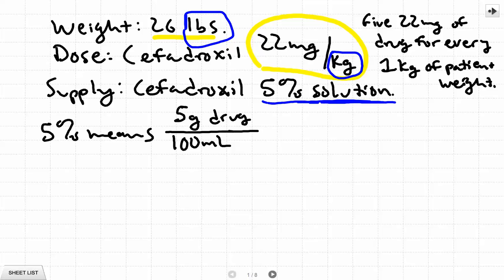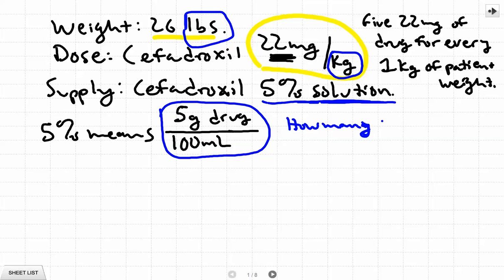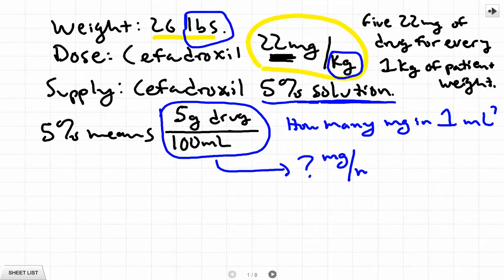But we're giving out a relatively small amount. Right? We're giving out only 22 milligrams for every 1 kilogram. So we want to convert this drug concentration information into a much friendlier form. And the usual one that we'd go for is how many milligrams in 1 milliliter. So we would like to change this into some number of milligrams per a single milliliter.